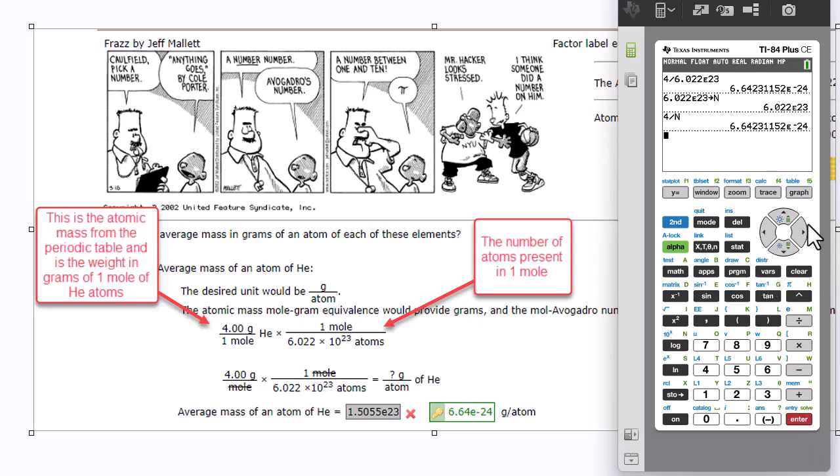So whenever I need Avogadro's number in my calculator, you can turn this off and on until I actually change that variable. N is going to be my 6.02 times 10 to the 23. Okay, that wraps it up.